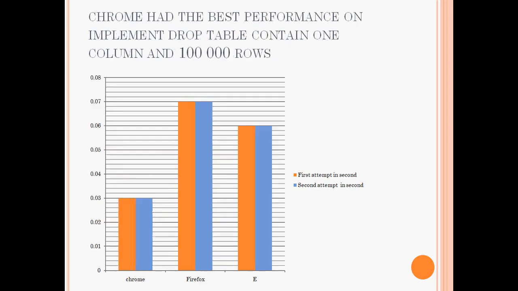Chrome had the best performance on dropping a table containing one column and 100,000 rows. The chart shows that Chrome takes 0.03 seconds and it's the lowest time to implement the drop statement.